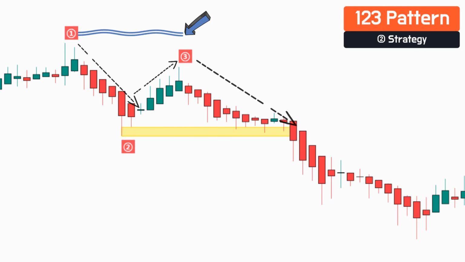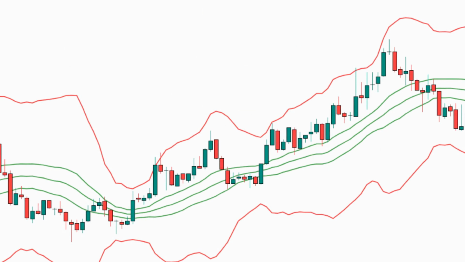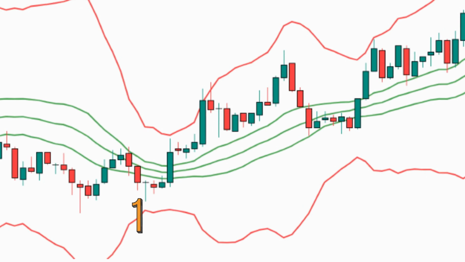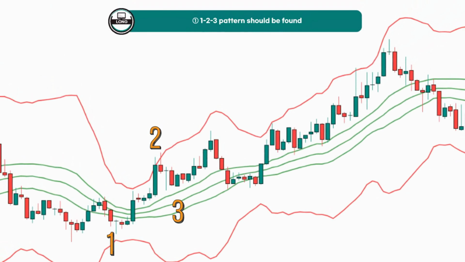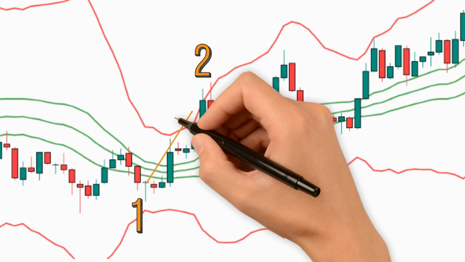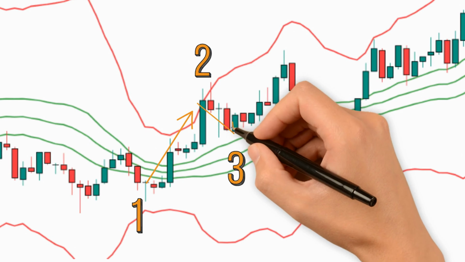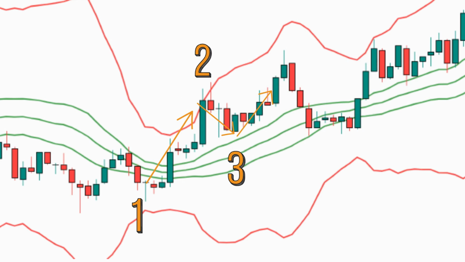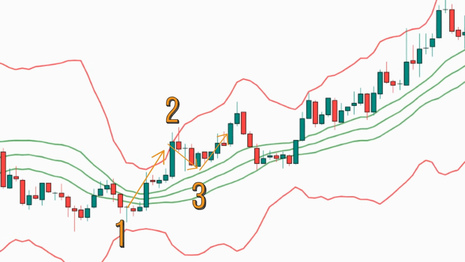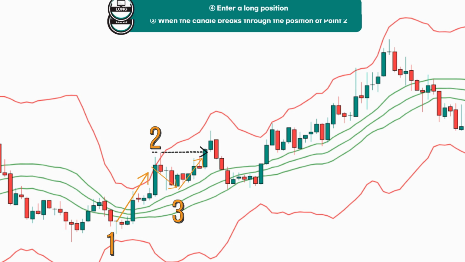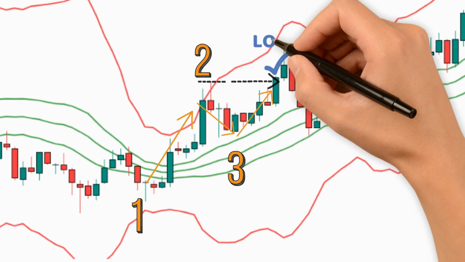Now that we've learned about the 1 to 3 pattern, let's look at the trading method using the double Bollinger Bands. The first condition for the 1 to 3 pattern long position is that the 1 to 3 pattern should be found. The second condition is different from the original 1 to 3 pattern, so be aware. Point 3 should be higher than not only point 1 but also the lower band of the green neutral zone. Third, enter a long position when the candle breaks through the position of point 2.